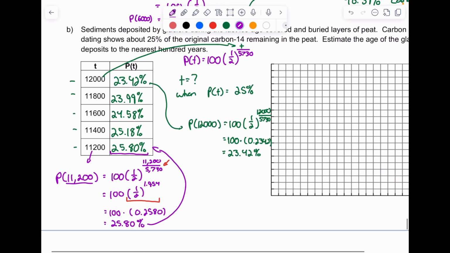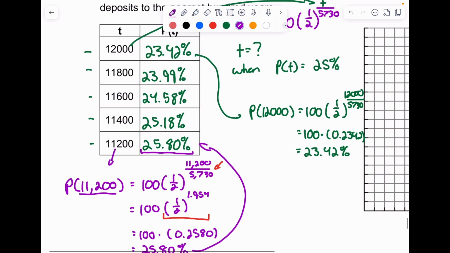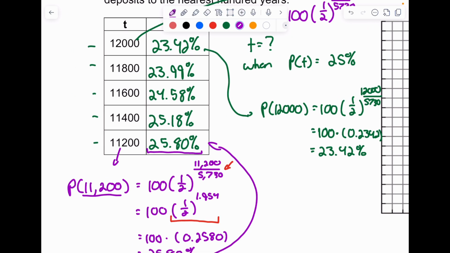So the question was saying, how many years went by that 25% is remaining? Well, we can see that after 11,600 years, there was 24.58%. And after 11,400, there was 25.81%. So that means sometime in between here, you had 25% remaining.